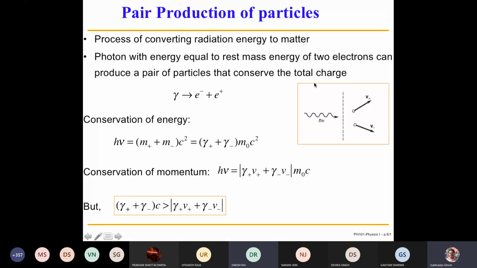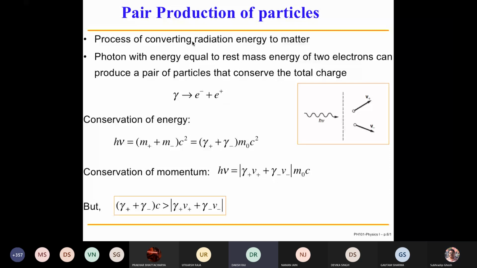So here is the process. You have one photon and then it creates two different particles, e minus and e plus, an electron and positron pair. Okay. So it can create a pair of particles, pair production of particles, if it has sufficient energy. But this process actually cannot occur in free space, because that wouldn't conserve the momentum.